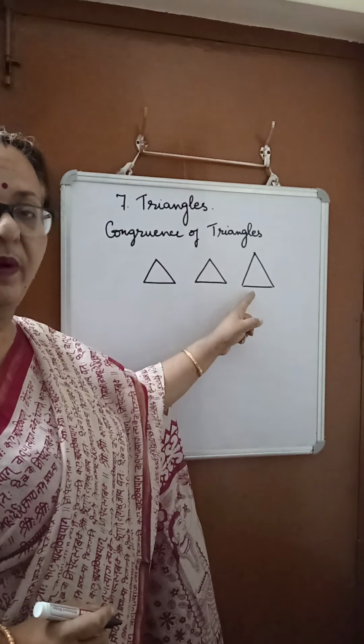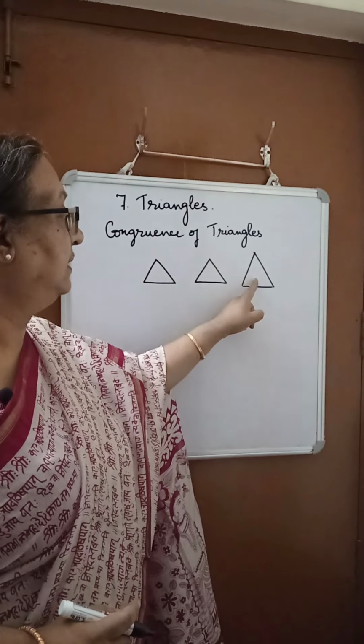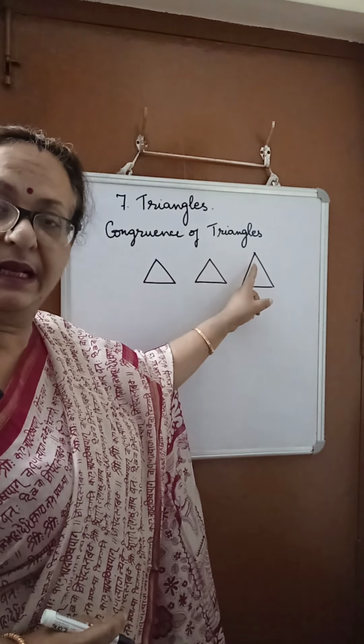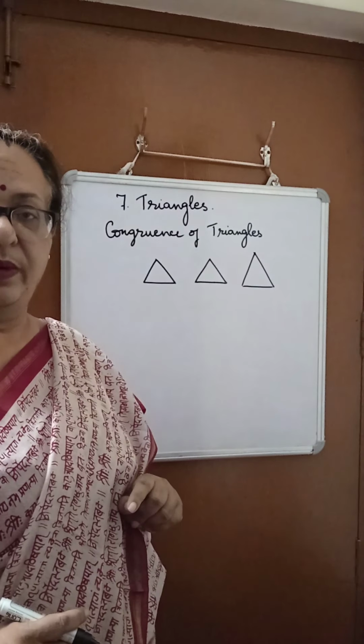Suppose I have this triangle and this one. Are they congruent? No, because if you place this over the other, will it cover this full triangle exactly? No. So these two are not congruent.